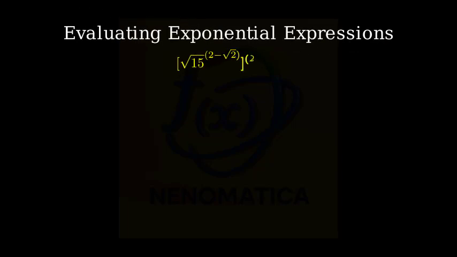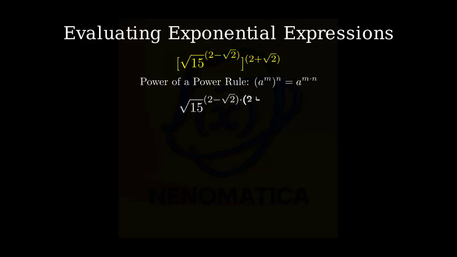Let's look at the problem we need to solve. We have the square root of 15 raised to the power of 2 minus square root of 2, all raised to the power of 2 plus square root of 2. First, let's apply the power of a power rule. When we have an expression raised to a power, and that entire expression is raised to another power, we multiply the exponents. So our expression becomes square root of 15 raised to the power of 2 minus square root of 2 multiplied by 2 plus square root of 2.